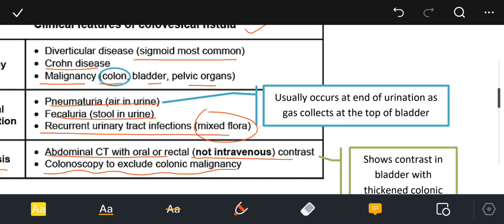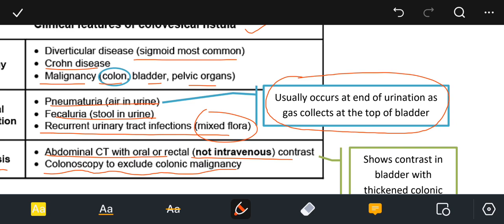The pneumaturia usually occurs at the end of urination as the gas collects at the top of the bladder. It is a very catchy point that pneumaturia will come at the end of urination because the gas, being lighter than water, will start accumulating at the top of the bladder, and as you urinate, firstly the stream of urine will come and after that there will be air coming out. So this is the characteristic of pneumaturia.